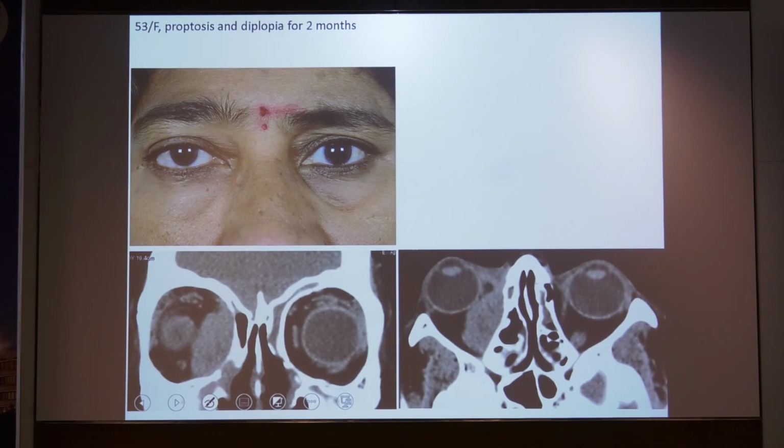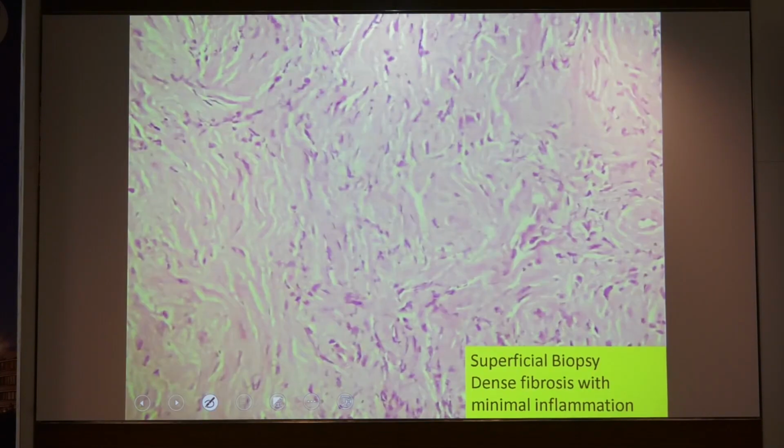This is a patient with an infranasal orbital mass, proptosis and diplopia for 2 months.